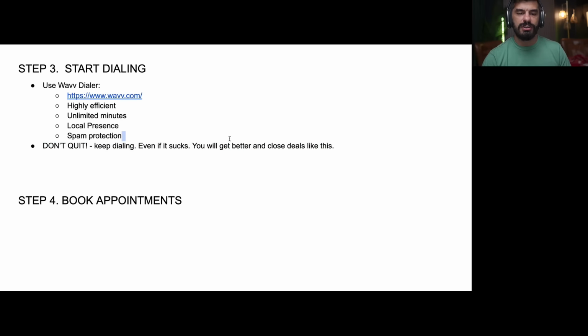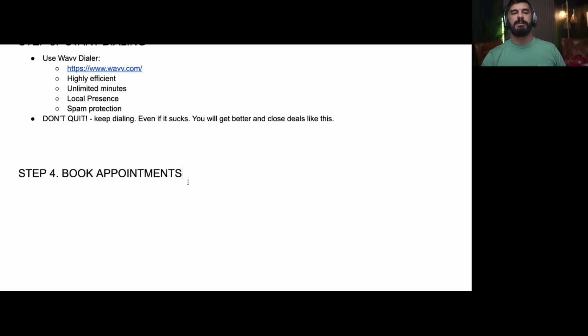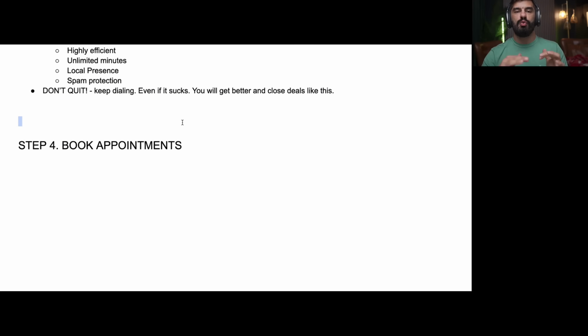So all you've got to do, again, is get your list, prepare your script, get your auto dialer, and book some appointments. And it's as simple as that, all right? If you follow this framework, you will book appointments. You will get in front of business owners, right? You will talk to them. You will start to understand their problems and then be able to provide a solution for them.